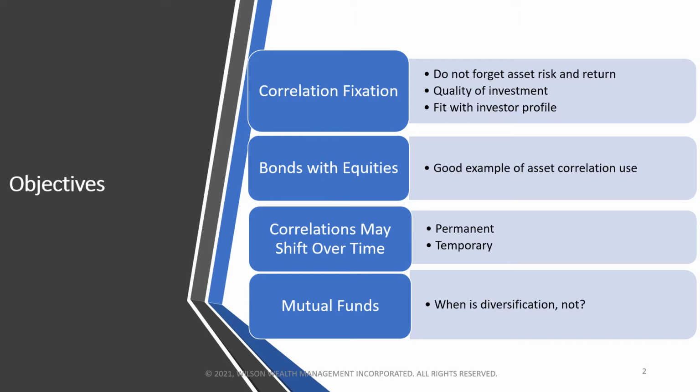So today I'd like to talk about the correlation fixation, just briefly touch on what we ended the last session with. I'd like to talk a bit about bonds with equities in portfolios, because that's always a question from investors. Discuss a bit about correlations and how they may shift over time, and finish up with a look at mutual funds or exchange traded funds. When is diversification not?